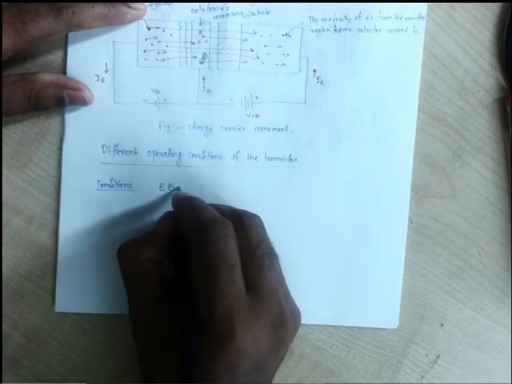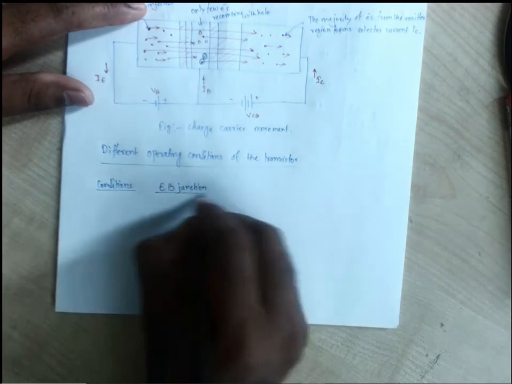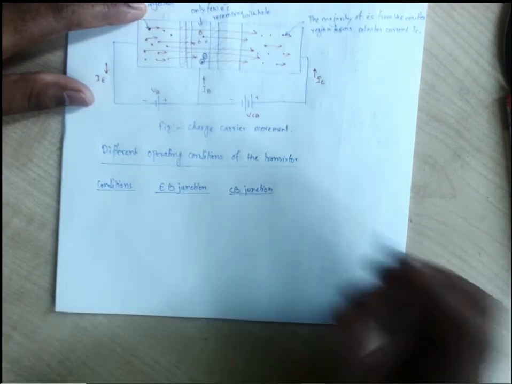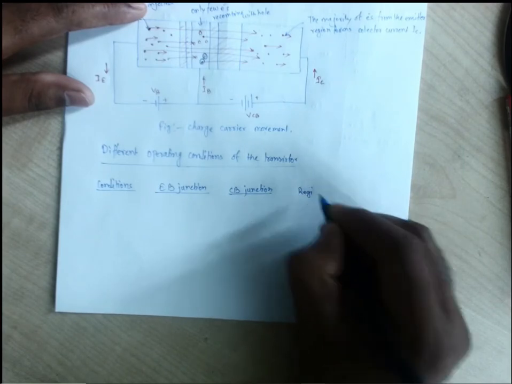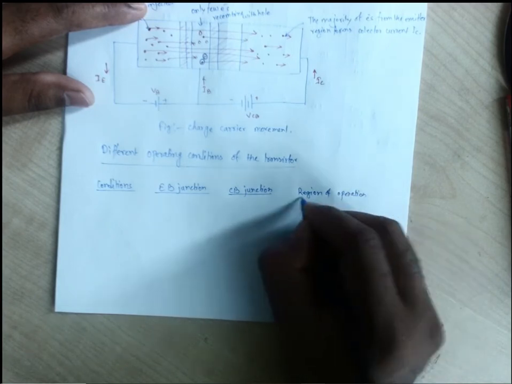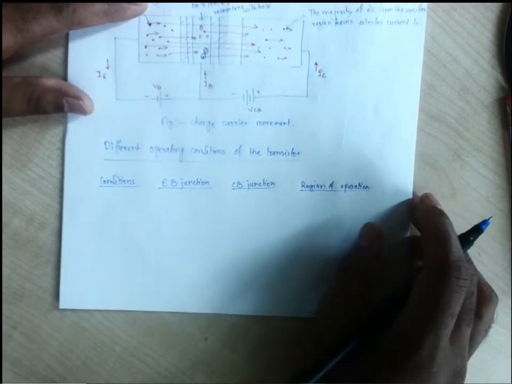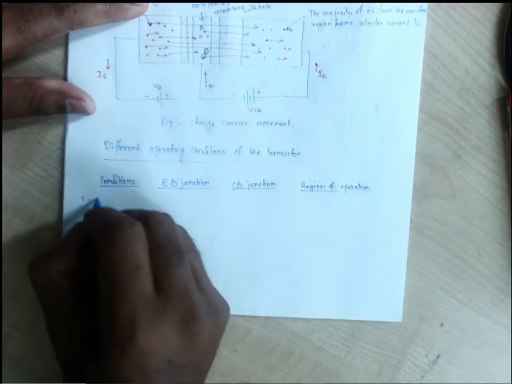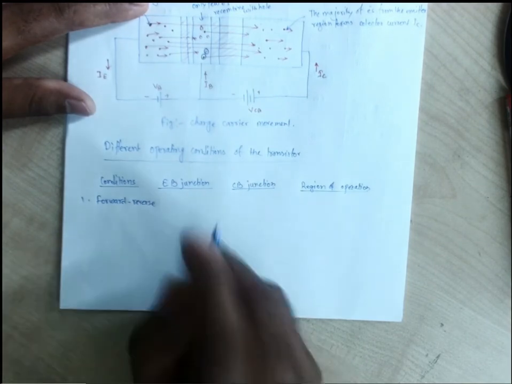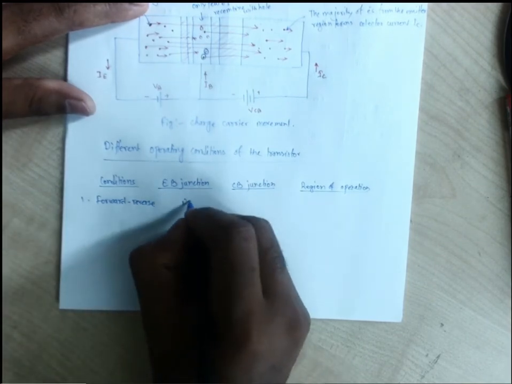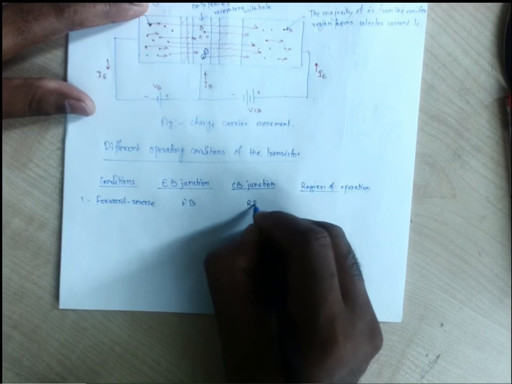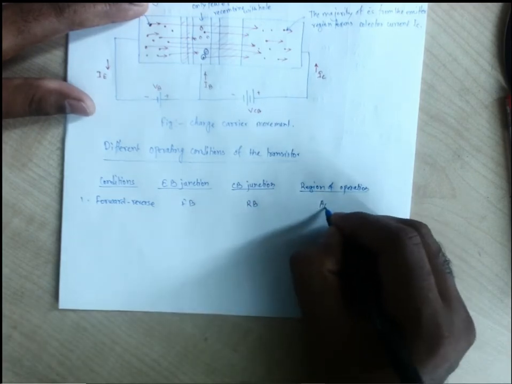The first junction is the emitter-base junction, then the collector-base junction, and then we will categorize the different regions of operation. The first condition is forward-reverse. What does it mean? The emitter-base junction is given forward bias and the collector-base junction is given reverse bias. This is known as the active region of operation.